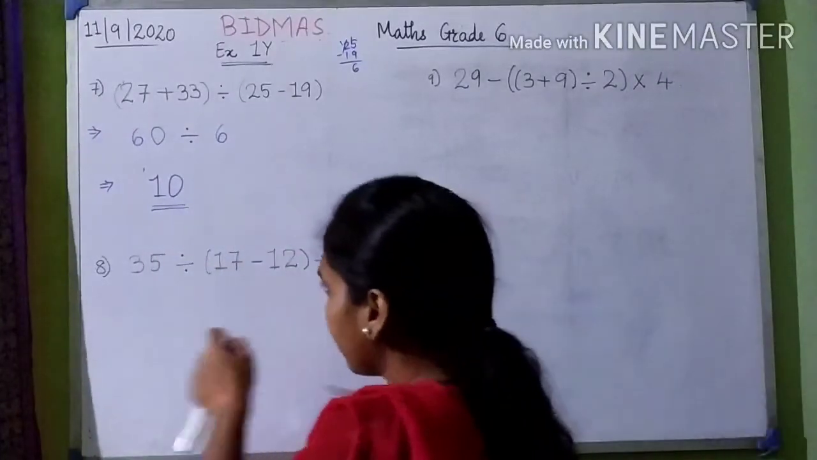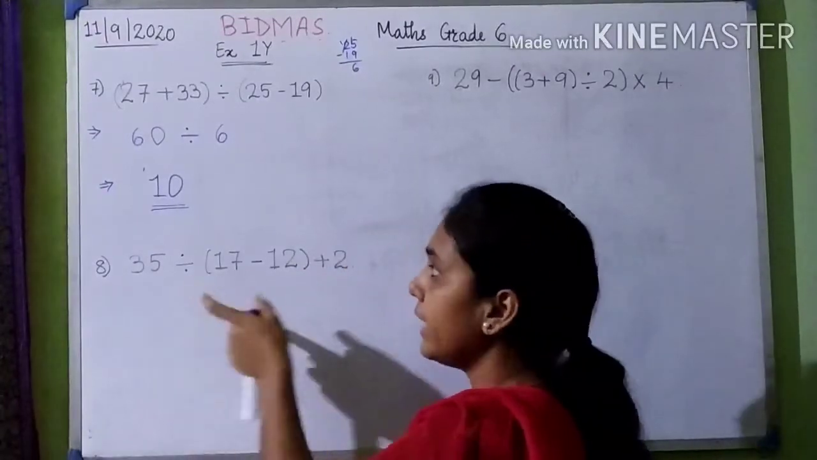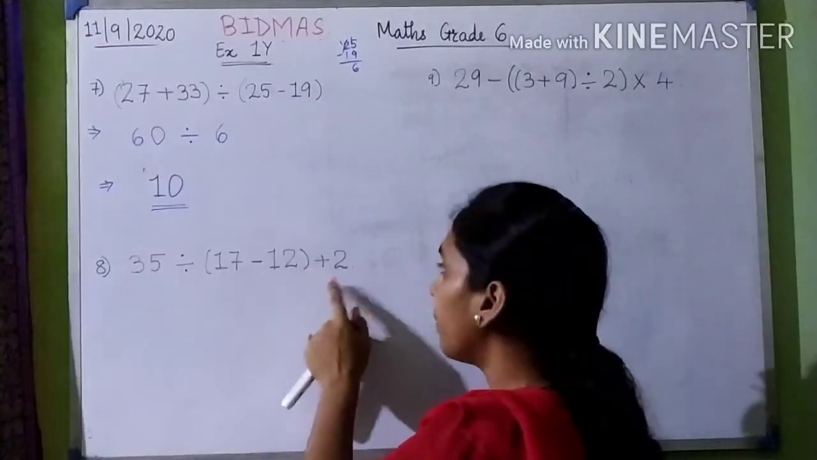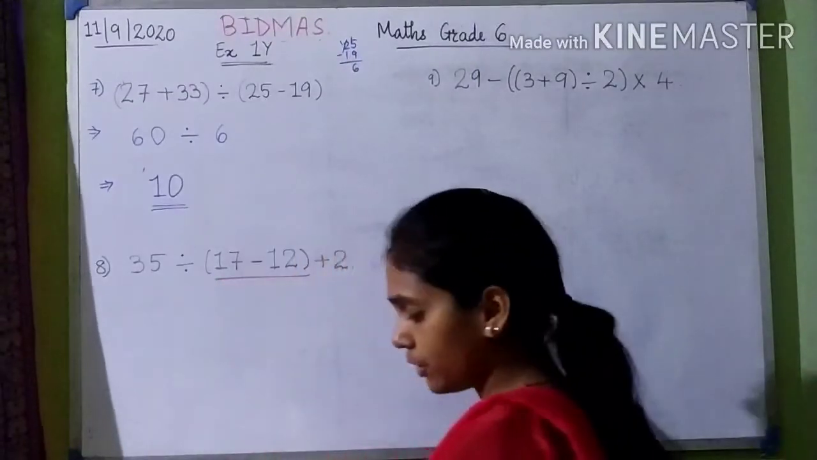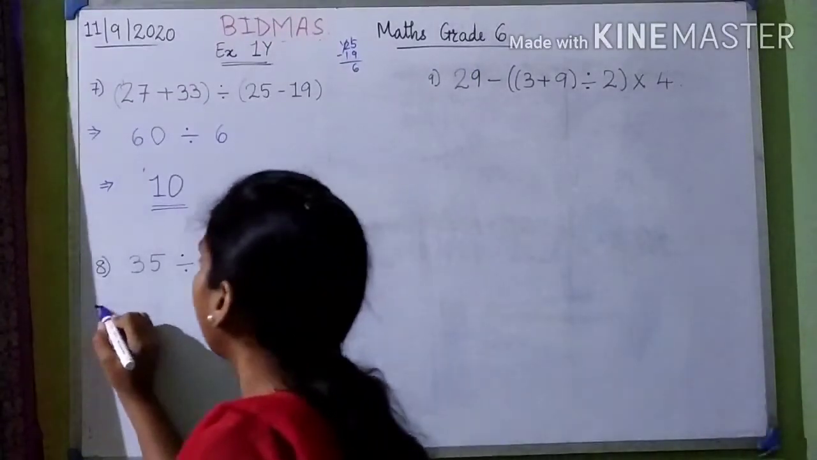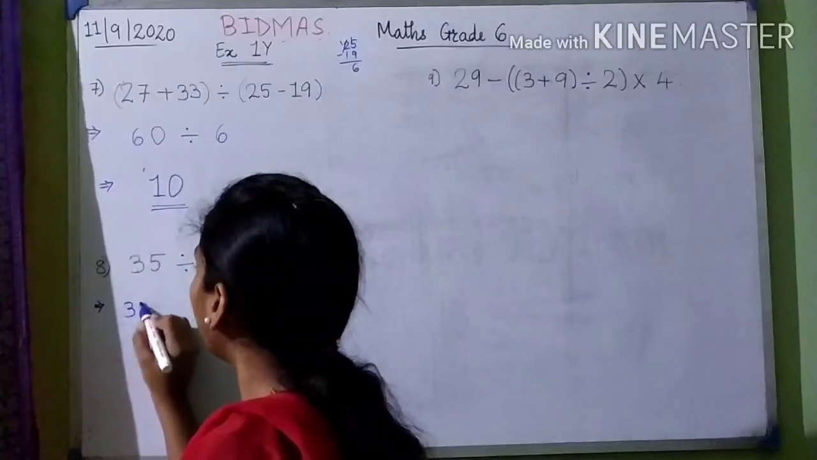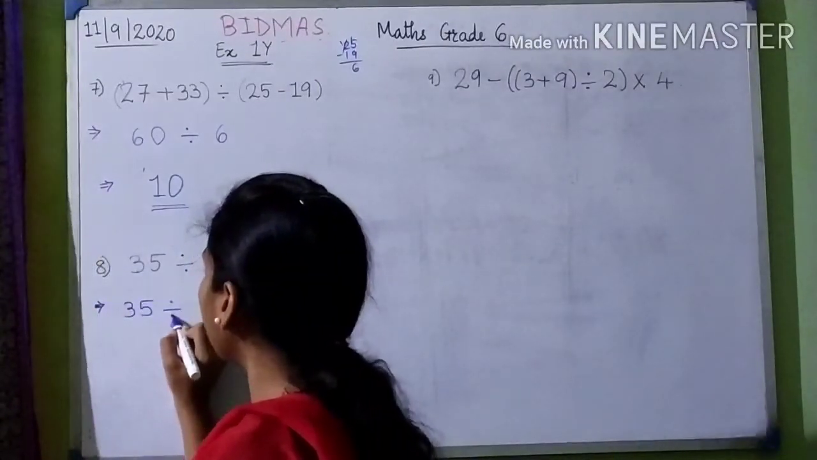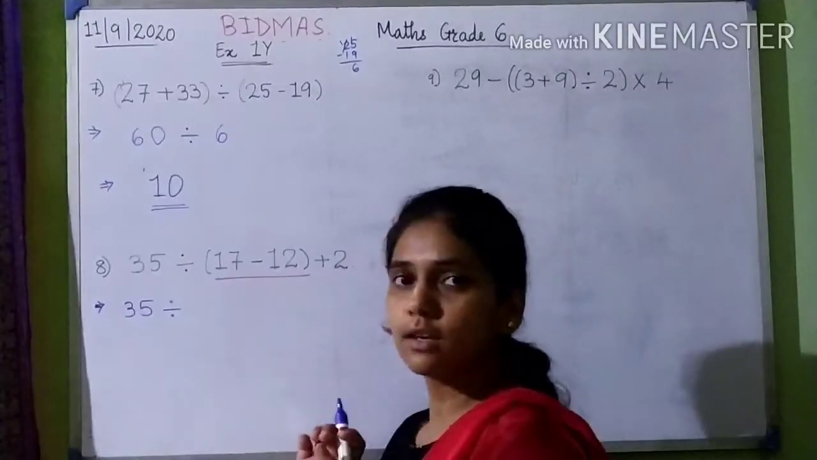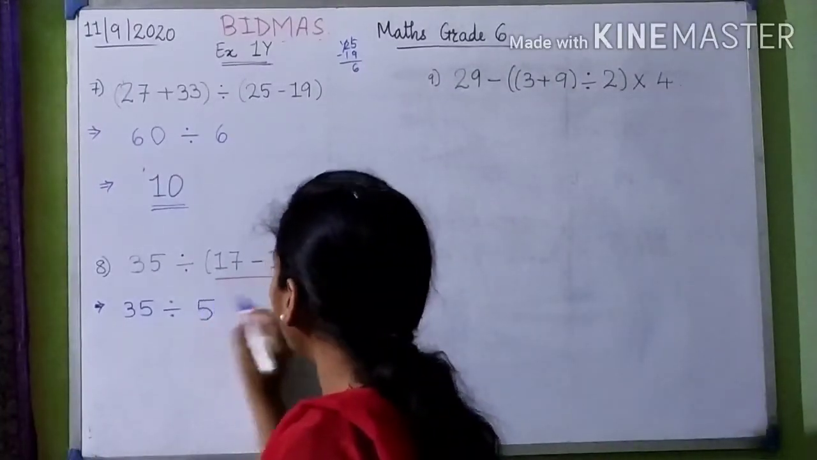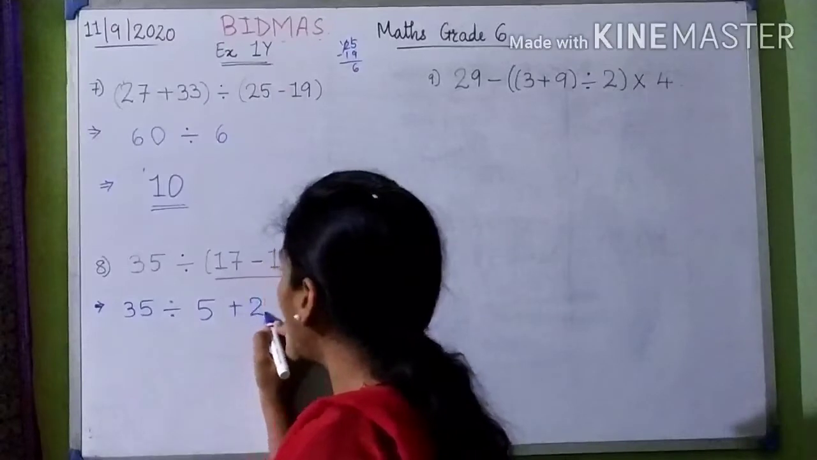Now the 8th one. The 8th one is 35 divided by (17 minus 12) plus 2. So first we will solve the brackets. According to the BIDMAS rule, everything else will remain same. 35 divided by remains same. Now what is 17 minus 12? 17 minus 12 is 5. So I write 5 here. Then there is plus 2 remaining.